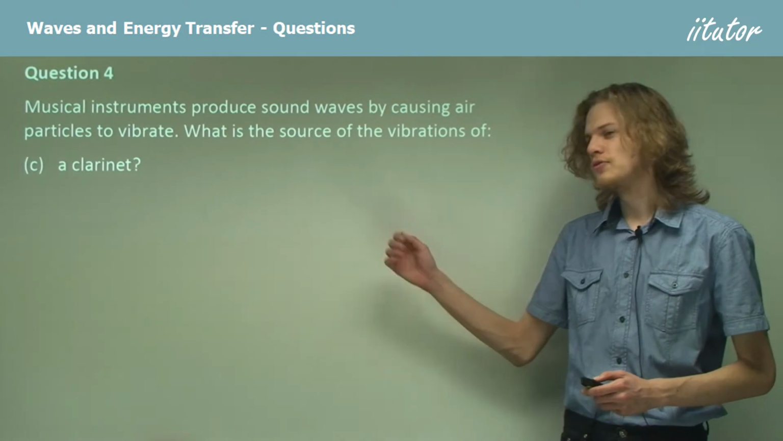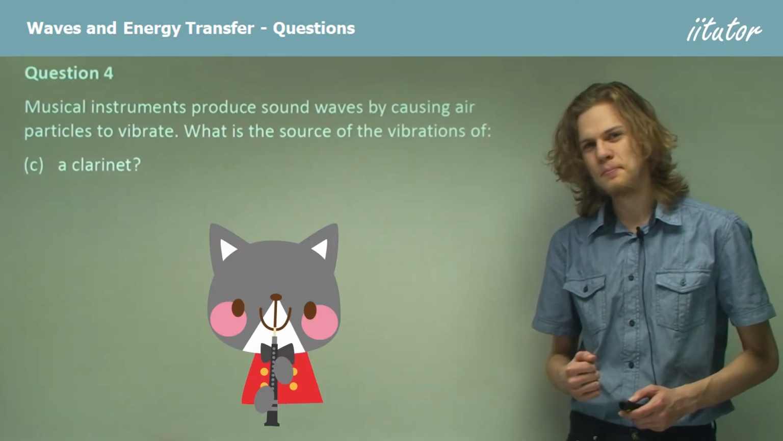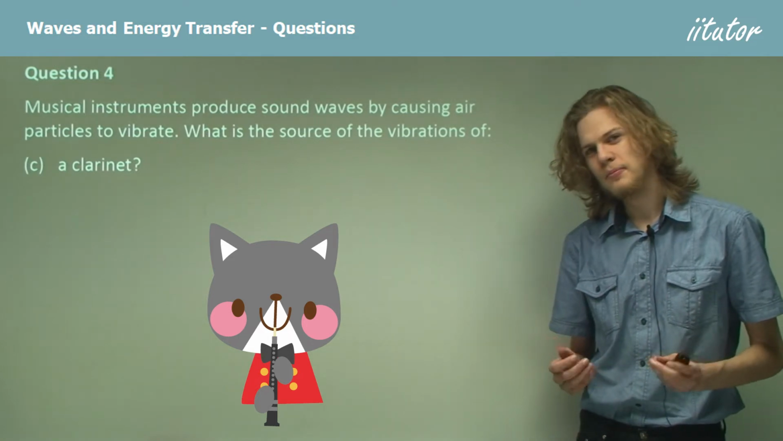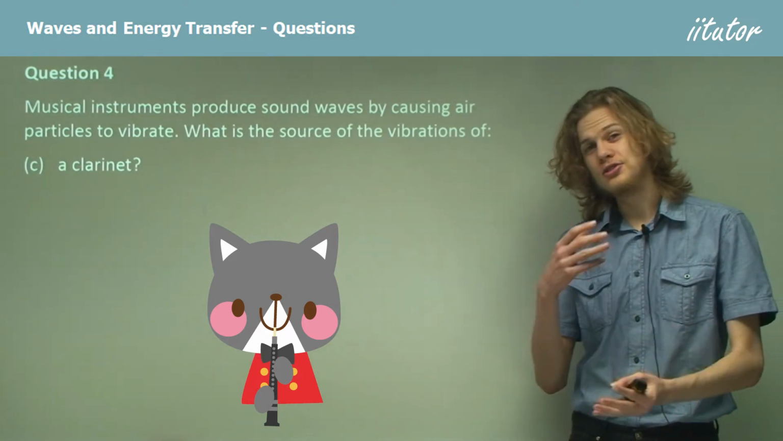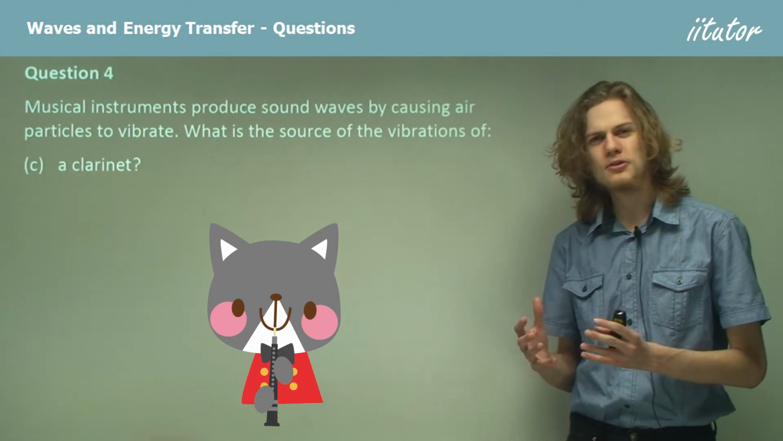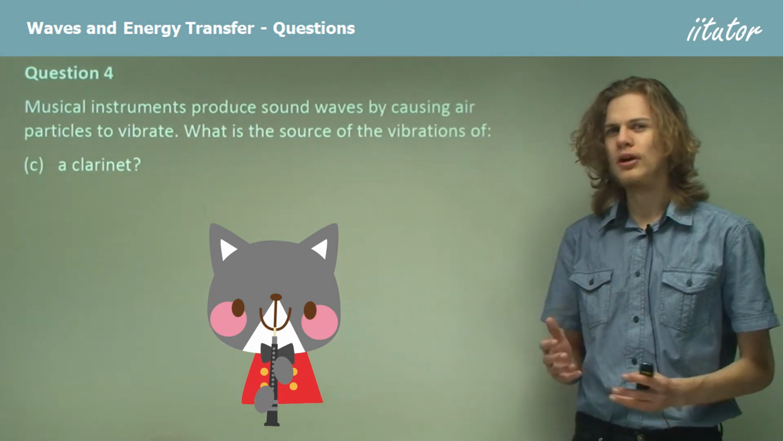C. What is the source of the vibrations in a clarinet? Now, a clarinet is a woodwind instrument. As such, there's a column of air inside the instrument which is vibrating, and that's what's producing the sound waves. So what causes the column of air to vibrate?